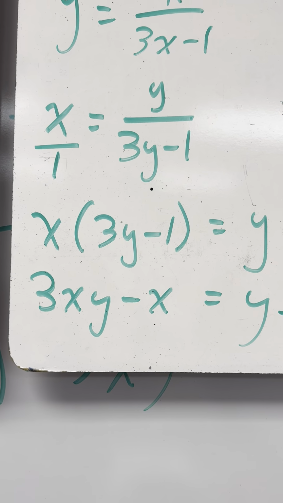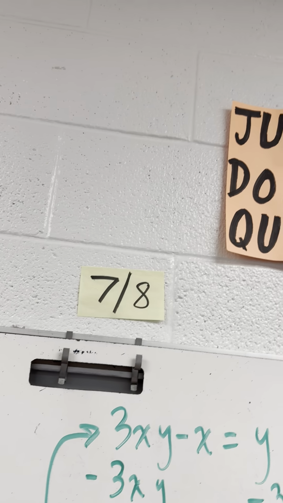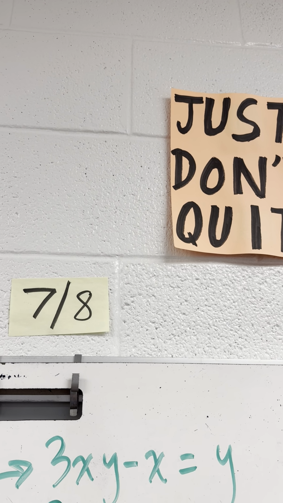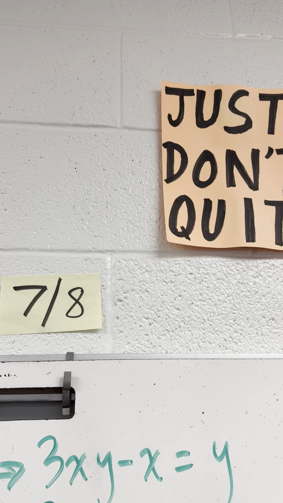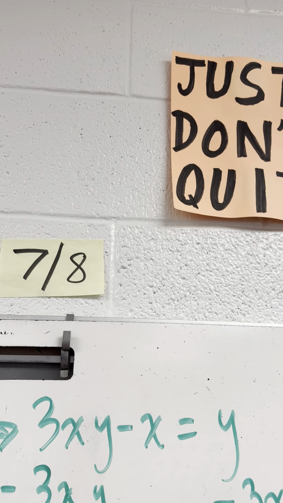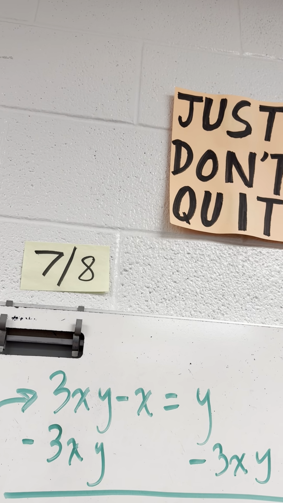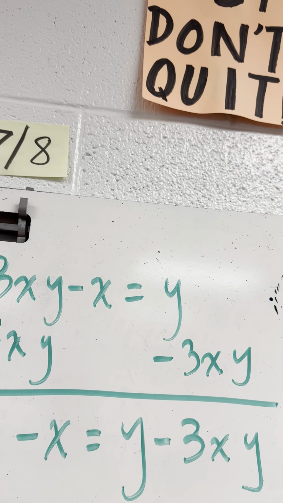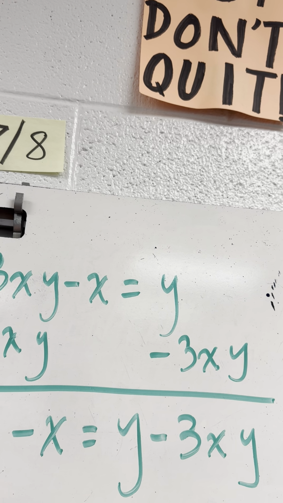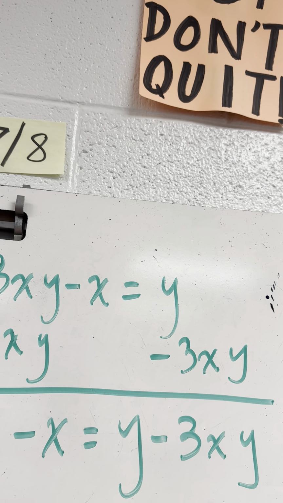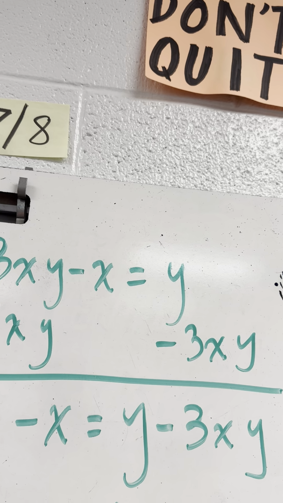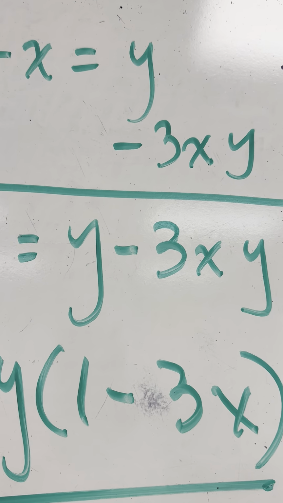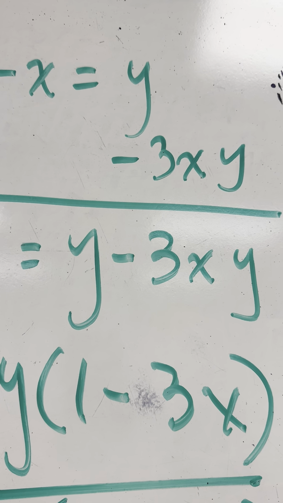Okay. Now in this case, all right, 3xy minus x equals y. I want the y's to be on the same side of the equal sign. To make that happen, I'm going to minus 3xy. So now I have negative x equals y minus 3xy. Okay? And I'm going to factor out the y. So I pull out the y and I'm left with 1 minus 3x.